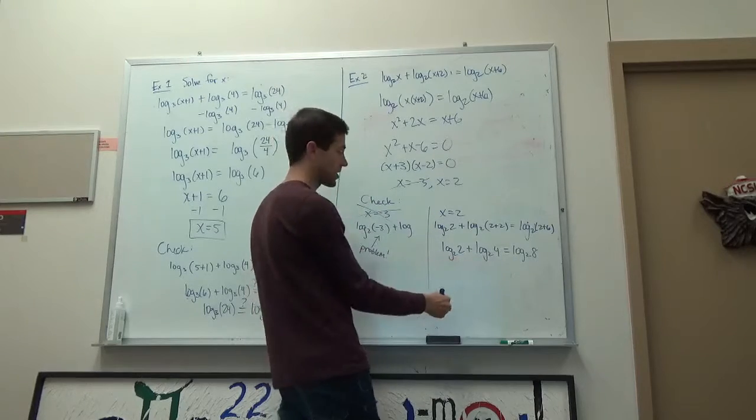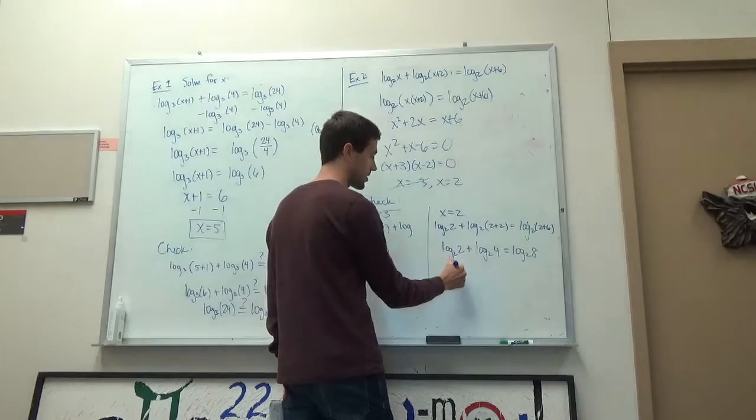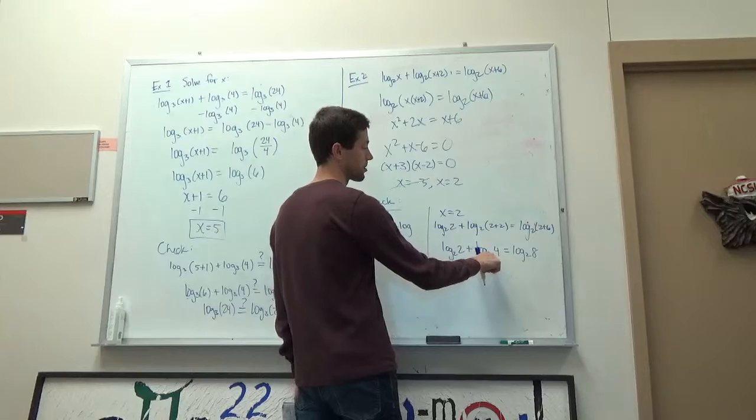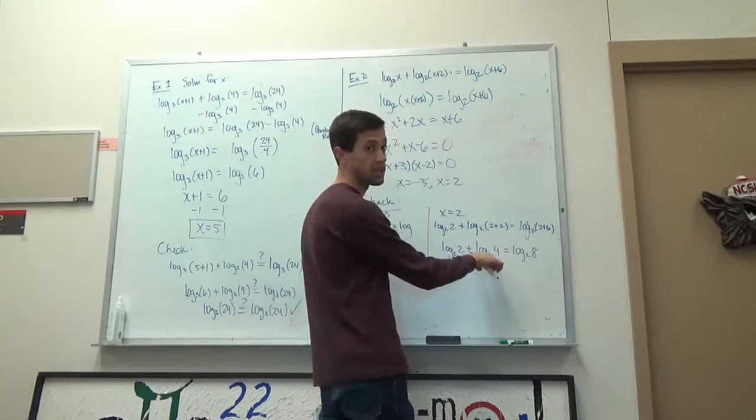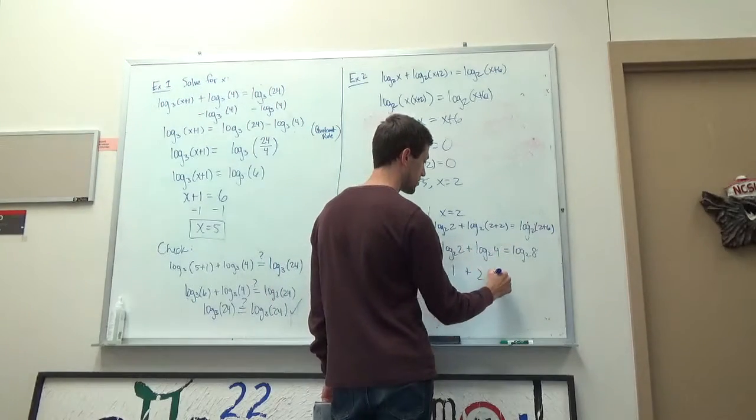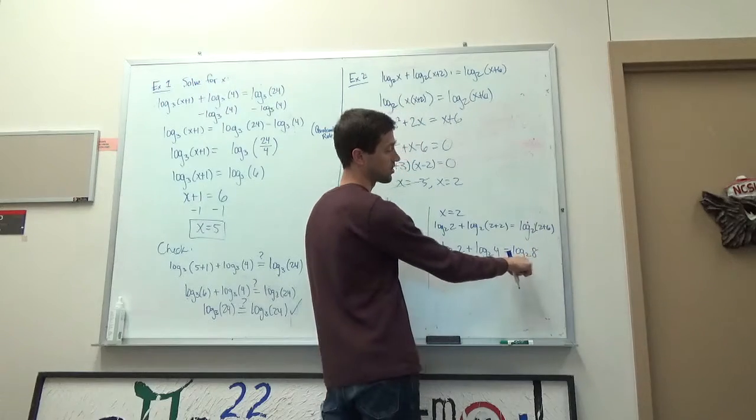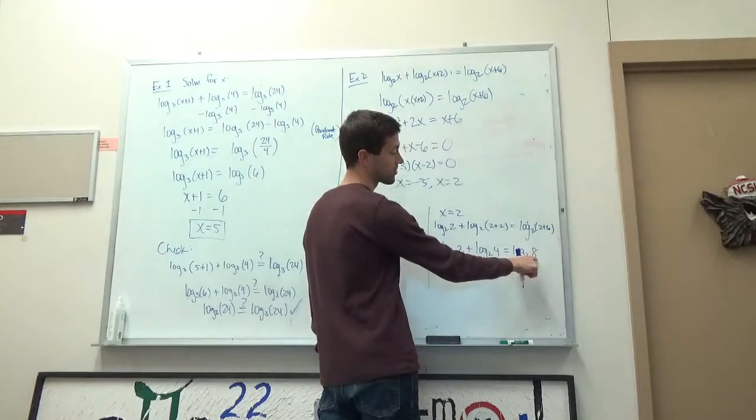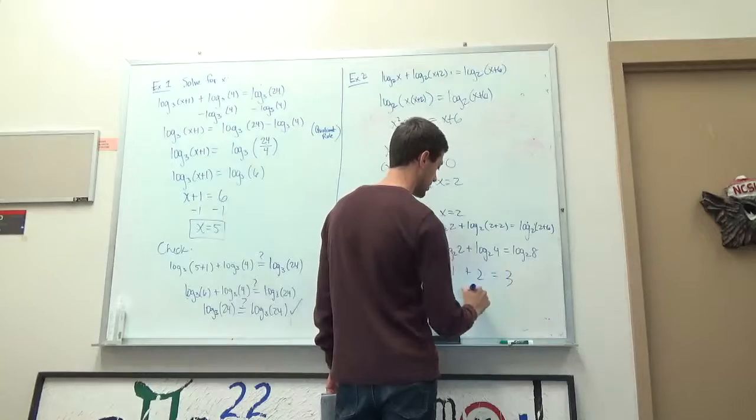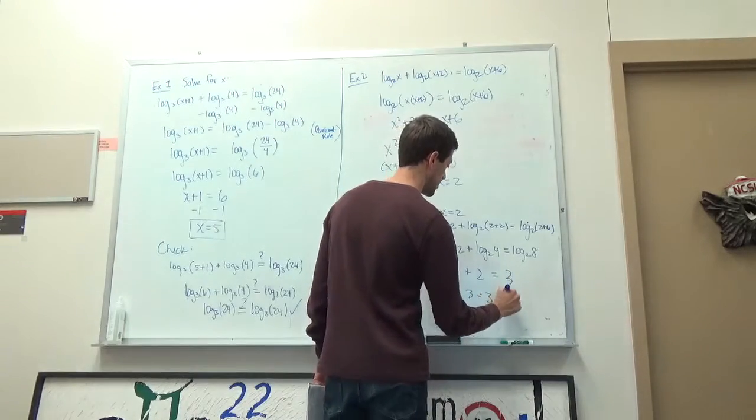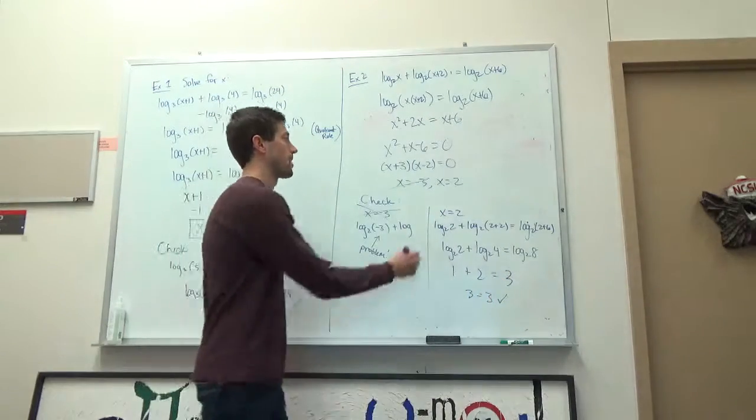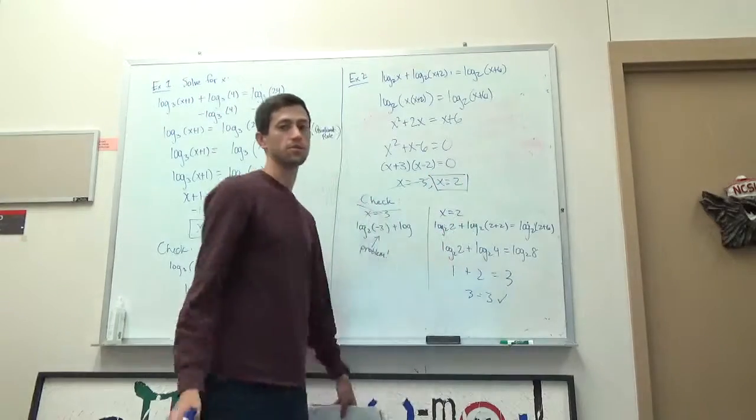Log base 2 of 2, that's one of our properties of logarithms as well, right? That's 1. Plus log base 2 of 4. You think 2 raised to what power gives me 4? It's 2. Log base 2 of 8, what 2 raised to what power gives me 8? That's 3. So 3 equals 3. So that checks out, and that is our solution.